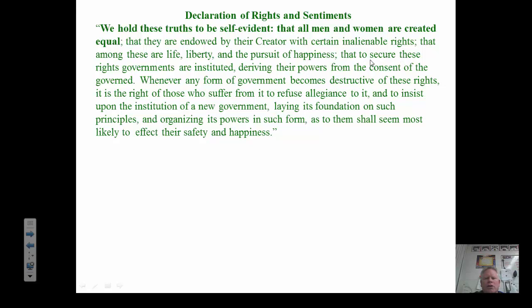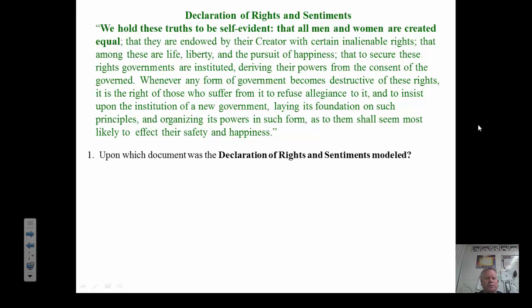That to secure these rights, life, liberty, and the pursuit of happiness, governments are instituted. So to secure means to get these rights, governments are created, deriving their powers from the consent of the governed, or the people. Whenever any form of government becomes destructive of these rights and they're not doing their job, it's the right of those who suffer from it to refuse allegiance to it and to insist upon the institution of a new government. If they're not doing their job, it's our duty to change or abolish the government.